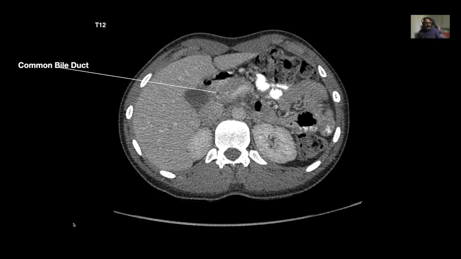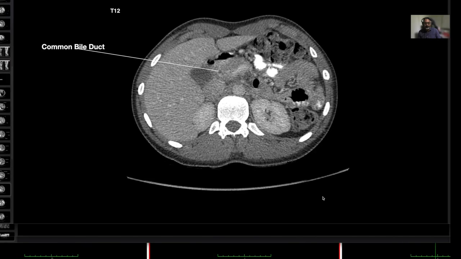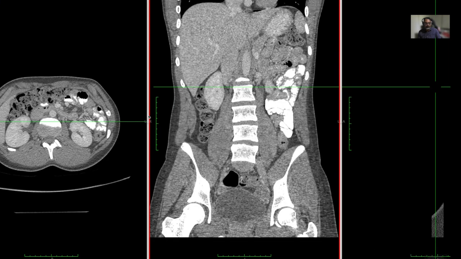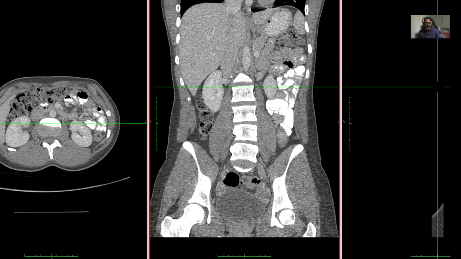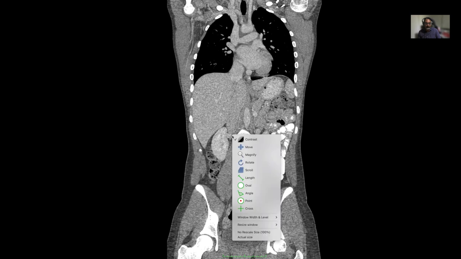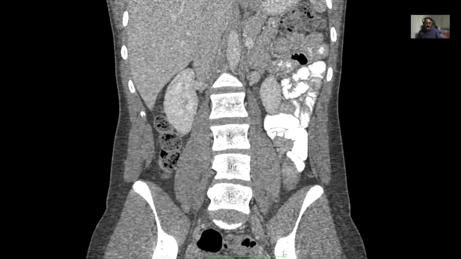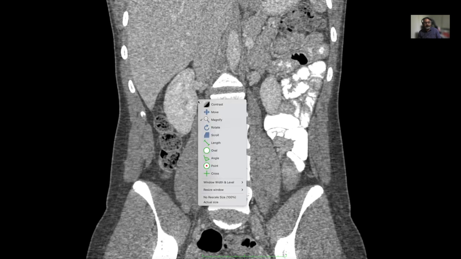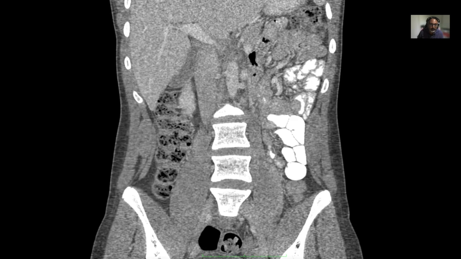Oh, the hepatic duct is way too high. The hepatic ducts are very small. So again, if we look here, let's look at this one. Yeah, in some they're larger, but usually they are very small. And so, where's the gallbladder? So you see, that's the gallbladder.